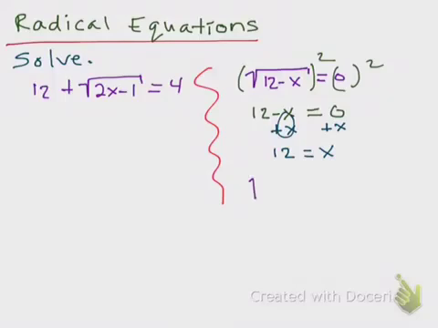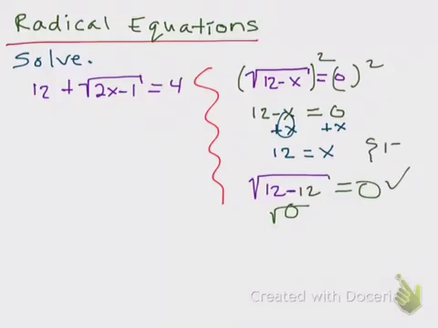So we have rad 12 subtract whatever x is. Well, I found the solution that x is 12, so plug that in, and do we get 0 back? Yes, because 12 minus 12 is 0, and the square root of 0, the principal root of 0, is 0. Check. So, answer 12.